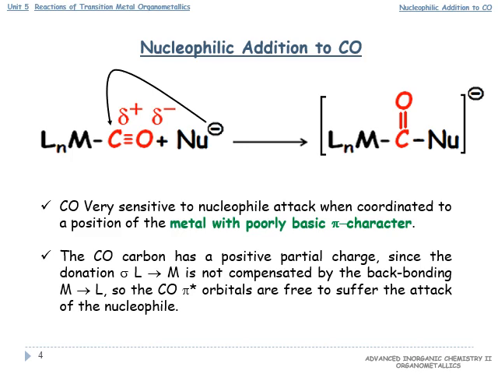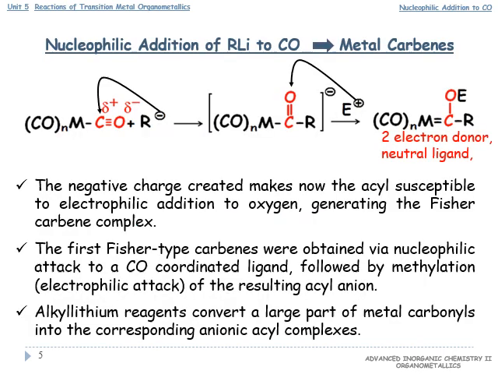Remember, the nucleophilic addition is favored when the metal is in a high oxidation state, when the other ligands are not good donors, or if the complex bears a positive charge. The nucleophilic attack converts the metal carbonyls to their corresponding anionic acyls. The net negative charge now makes the acyl liable to electrophilic addition, for example, methylation, producing the Fischer carbene complex.